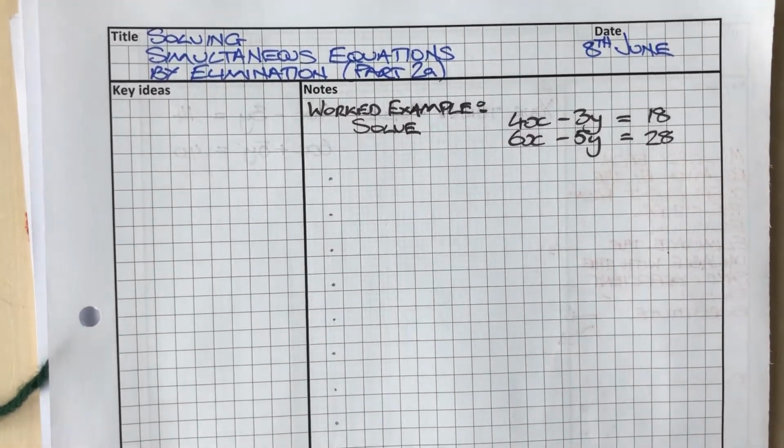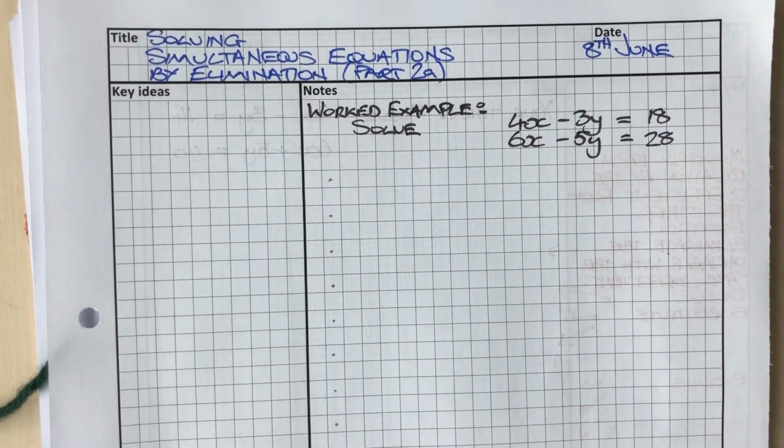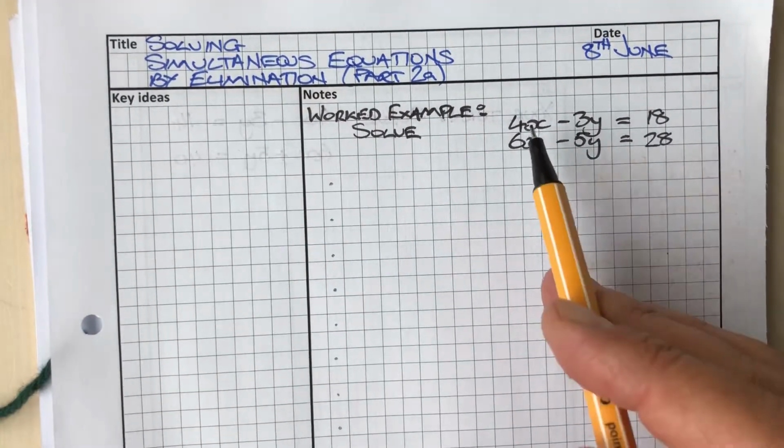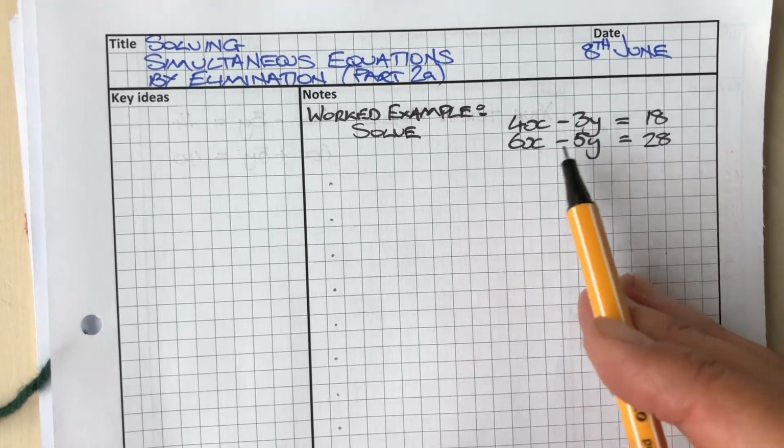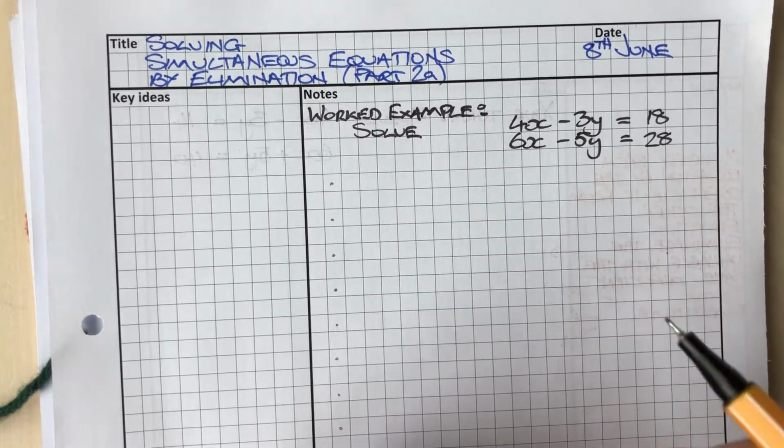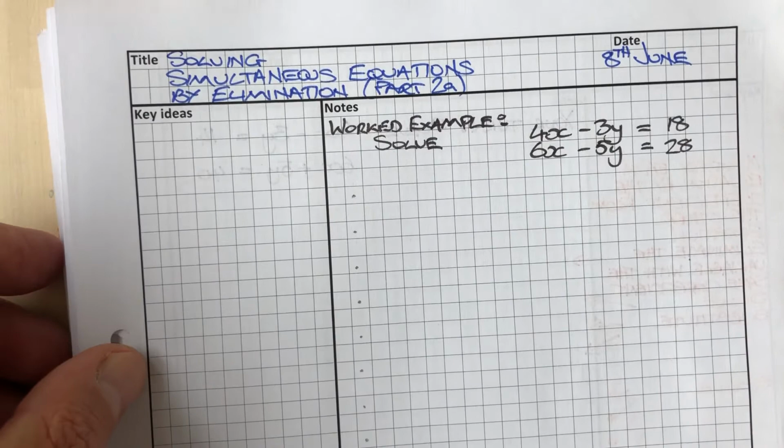Right, let's see how we get on with this then. So, similar to the last one, I haven't got the same number in front of X or Y, so I need to make that happen.